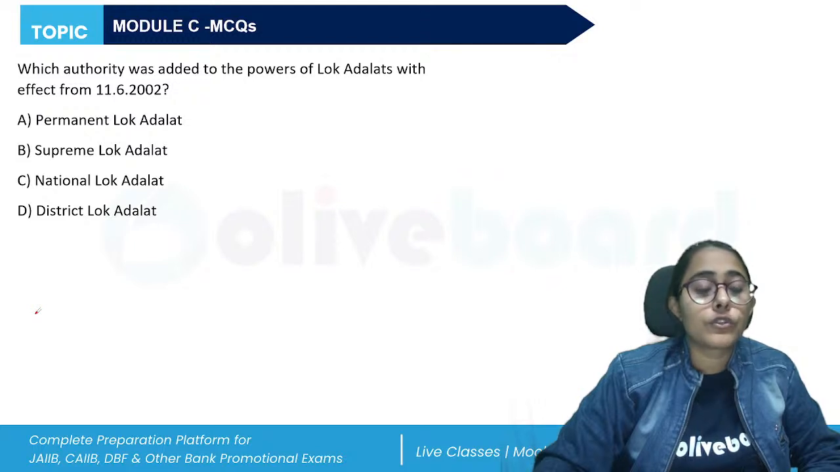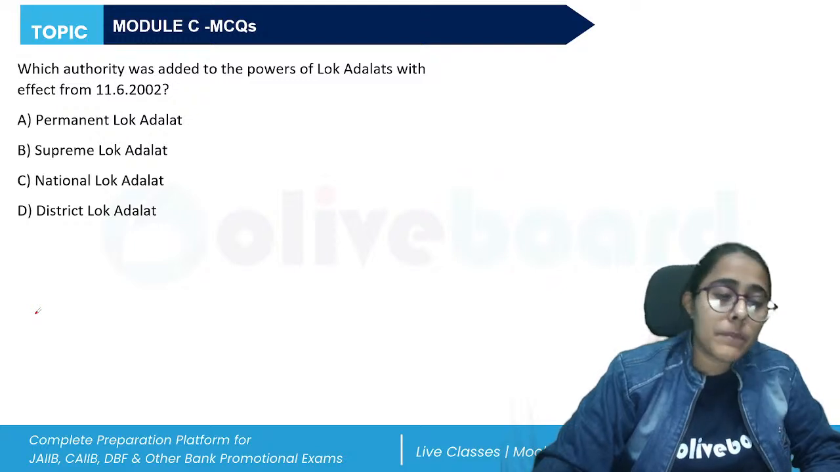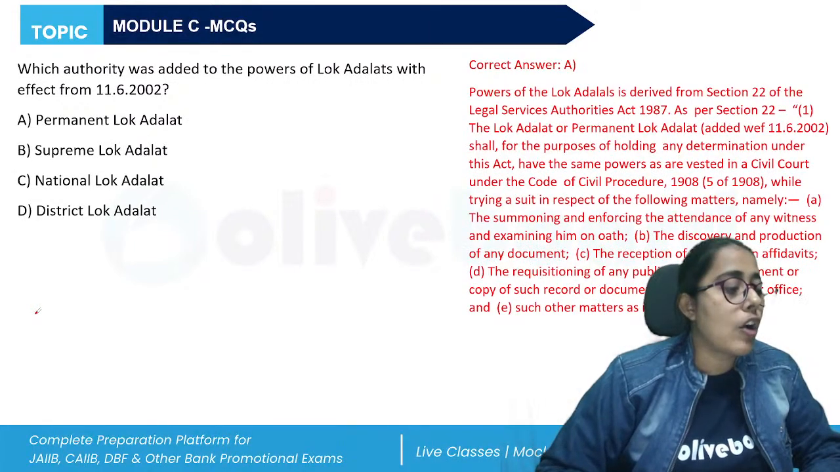Sorry, 2002. So from 2002, a new authority was added to the powers of the Lok Adalat, whether it was the Permanent Lok Adalat, Supreme Lok Adalat, National Lok Adalat, or District Lok Adalats. Earlier, the Lok Adalats were established as per the need in the districts on a temporary basis, but for providing fast track resolution, the permanent Lok Adalats are now being established.